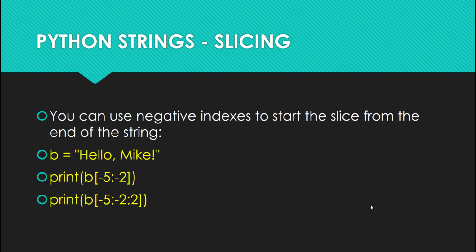So you can also use negative indexes to start the slice from the end of the string. And in this example, we have been given 2 print statements. The first one, that we should print the variable b with a start index of -5 and end index of -2. And the second one adds a step index of 2. So let's try that out.